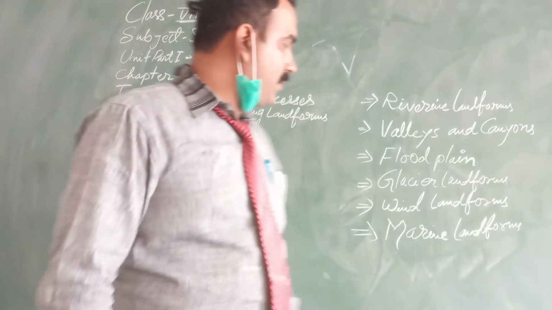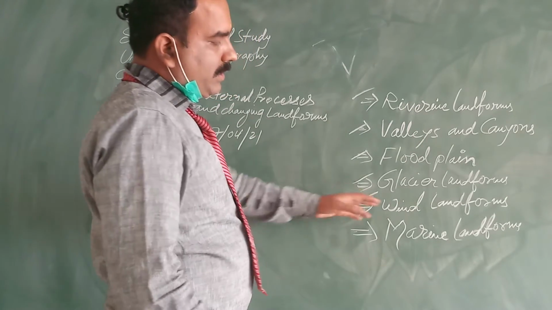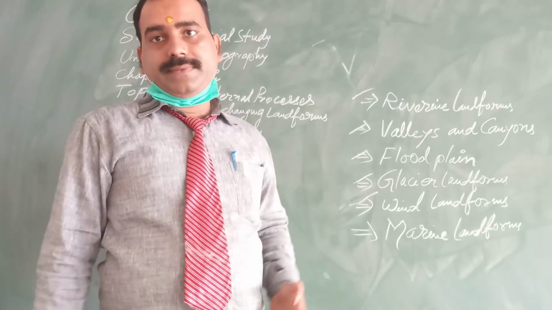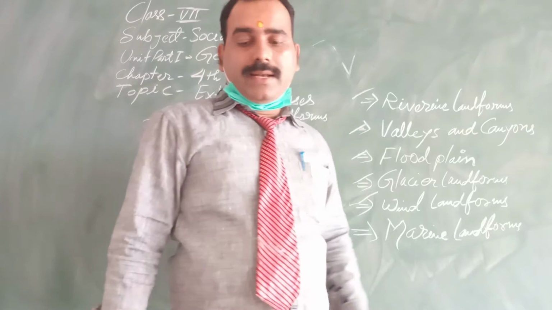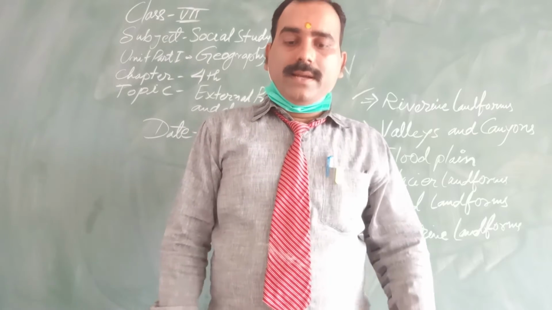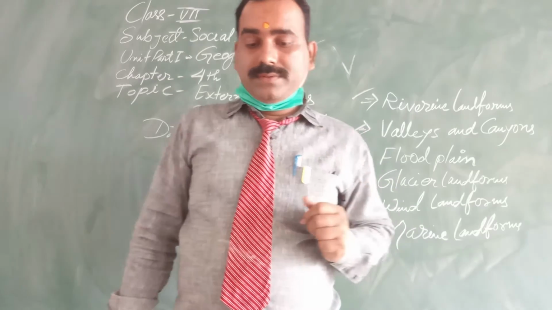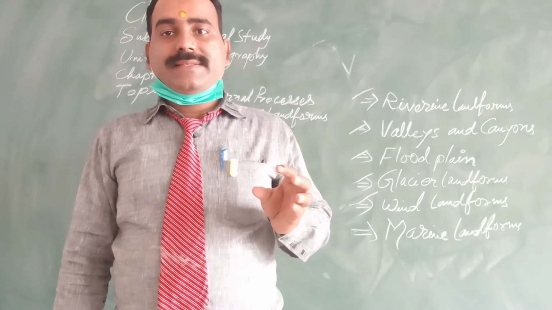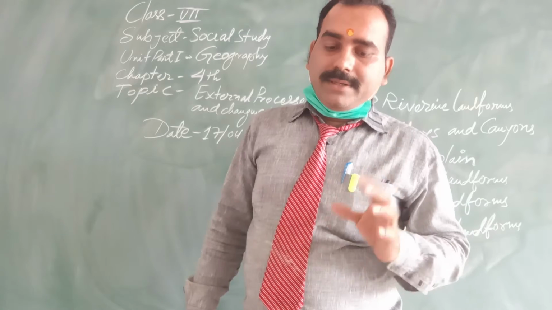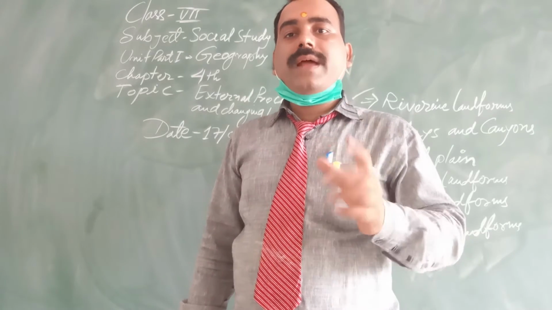Now our point is wind landforms. The role of wind in altering the landscape is particularly noticeable in a desert area where the soil is sandy, dry and loose, and where aridity or dryness is the main feature. The availability of vegetation and moisture is also extremely low due to the lack of rainfall.